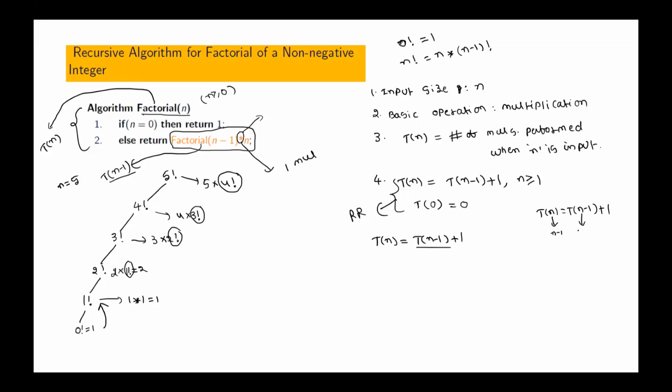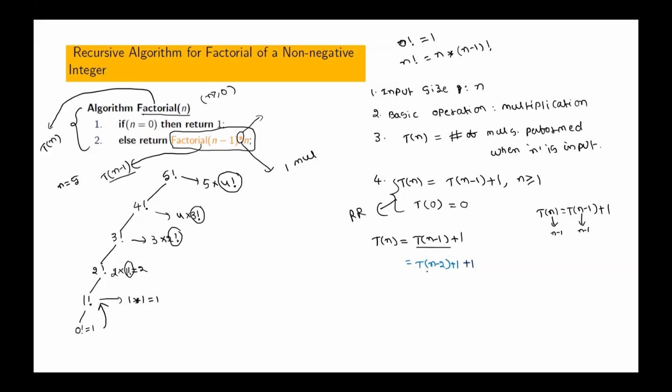What is that we get? What is T of n minus 1? T of n minus 2 plus 1. Already plus 1 is there. We write it like this. Is that okay? Already plus 1.